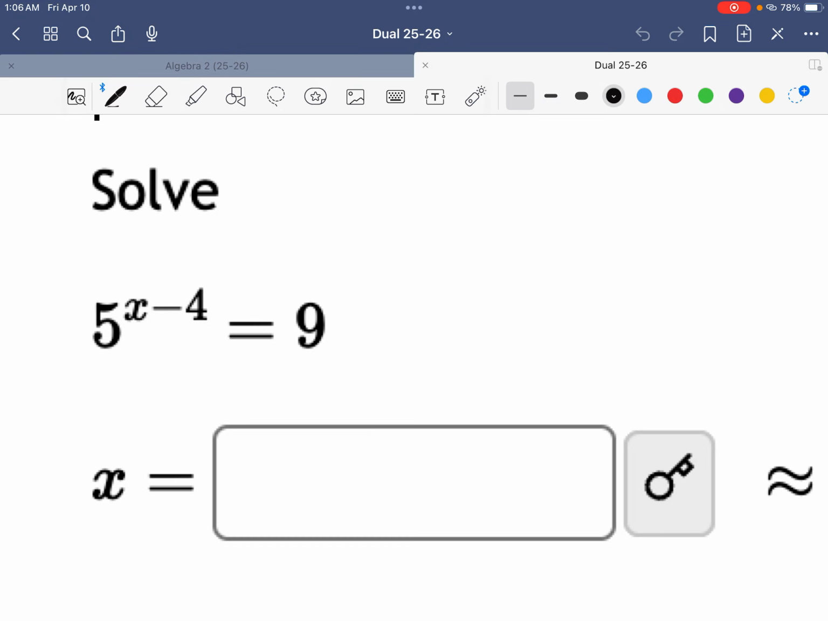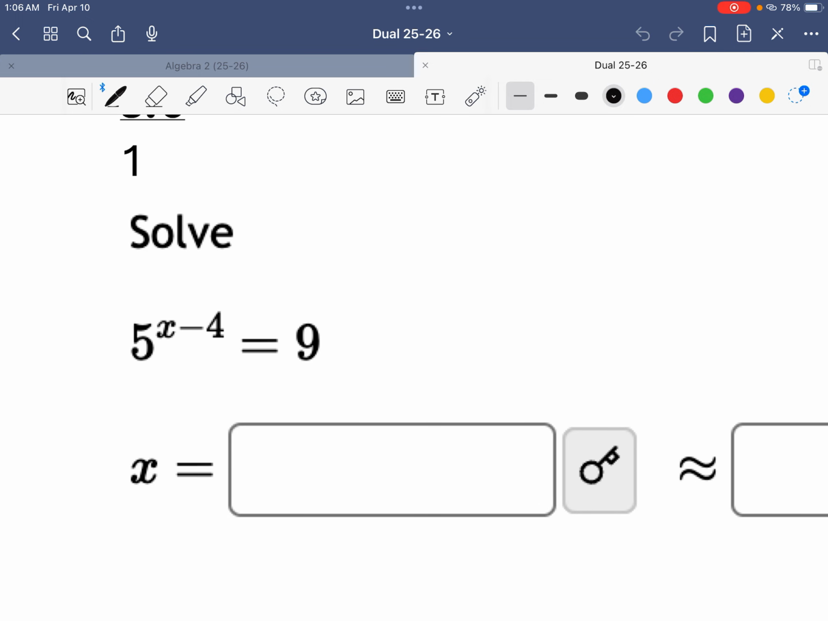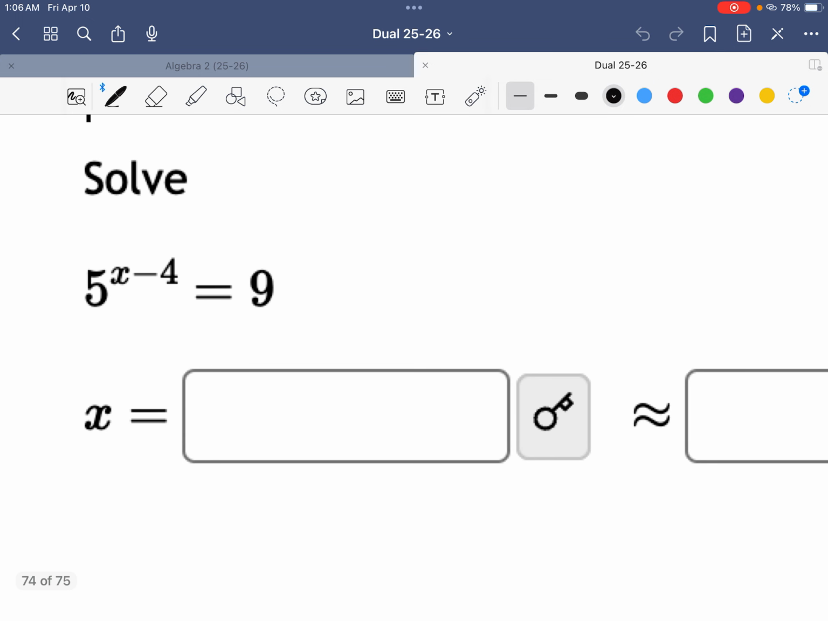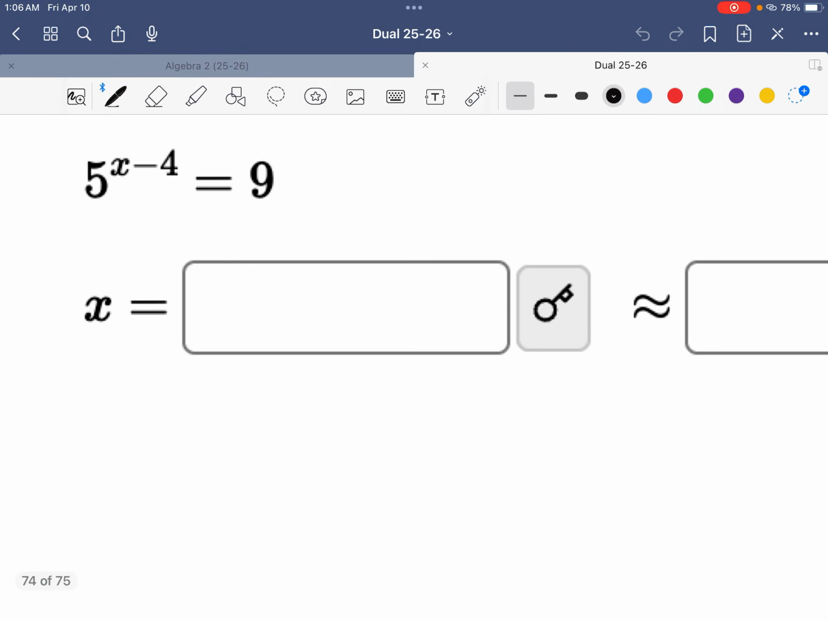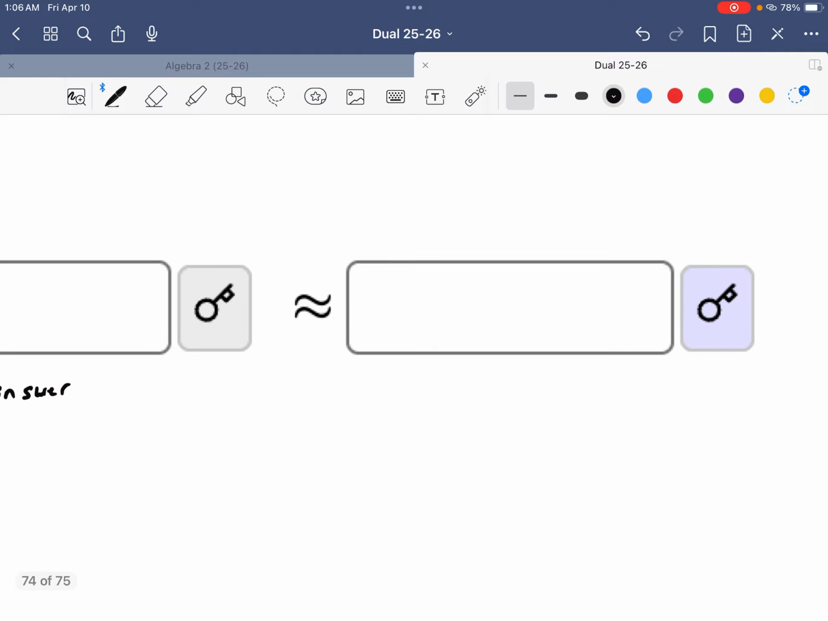So, right here, in this question here, number 1, right? It says solve 5 to the x minus 4 equals 9. And then in the first blank, you need to put the exact answer. Okay, in the second box over here, these little squiggly lines, they mean approximately. You're going to round to 4 decimal places.